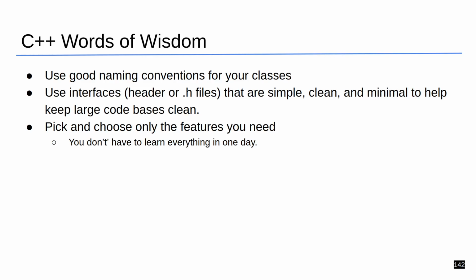All right, so closing thoughts here. A few ideas on naming convention. We got a little bit into the weeds on how things work. We'll want to use good abstractions, separating things out into interfaces, especially as our code bases get very large. And we'll pick and choose the features that we need. I showed you a lot of C++ today and in the previous video. You don't have to learn it all at once. You pick and choose the things you need, even if the language is really big. It's okay to only know 10% of the language.